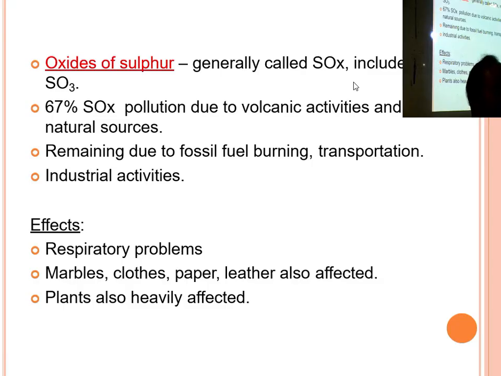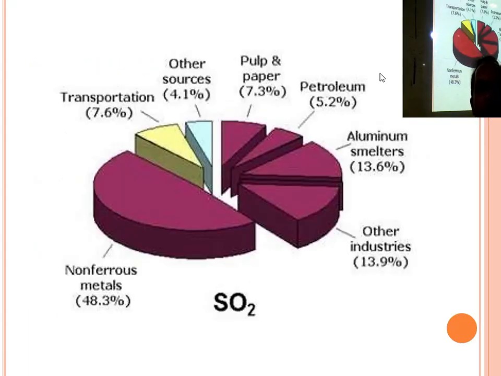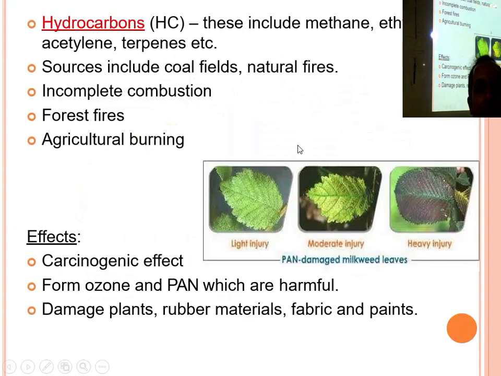Sulfur content of coal is 1 to 5%. It may be up to 5%. So if you burn 1 ton of coal, 5% of that you are actually converting to sulfur dioxide. So that way sulfur dioxide is produced, and it is giving mainly respiratory trouble. And the sulfur dioxide source contribution from different sources, you can see at your leisure time. These are interesting things.